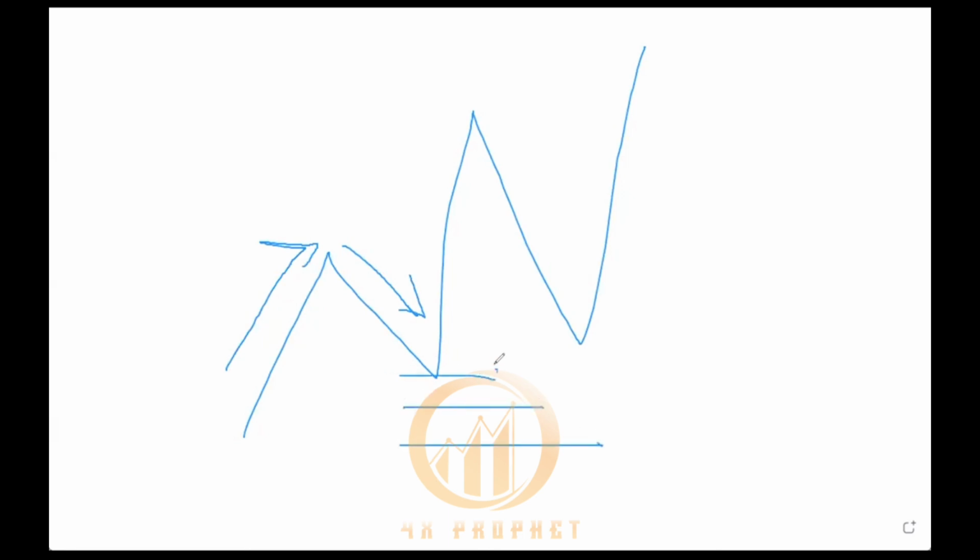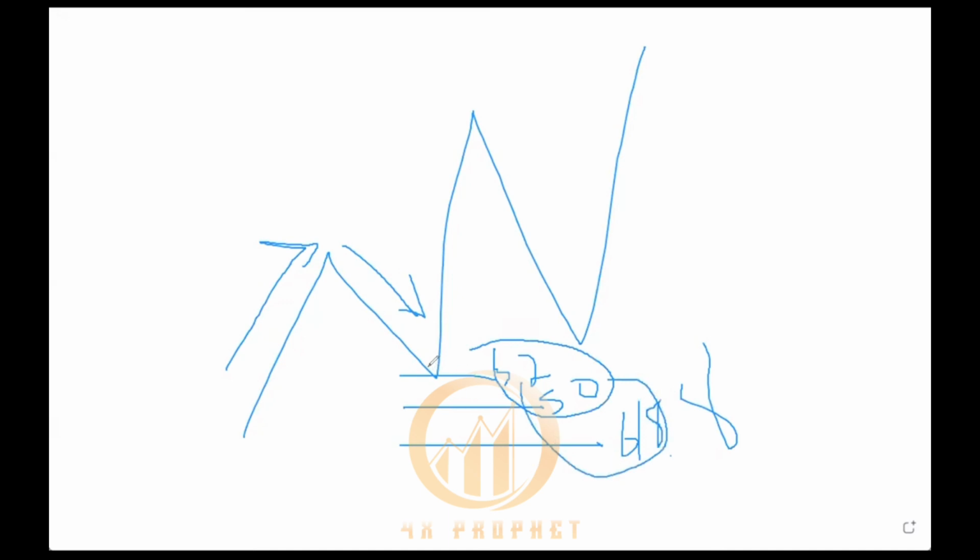Then you'd have the 50%. You'd have the 61.8. And these right here are what I normally use a lot, of course the 61.8 as well. But these three right here are what I normally use a lot to determine my level of retracement, right?